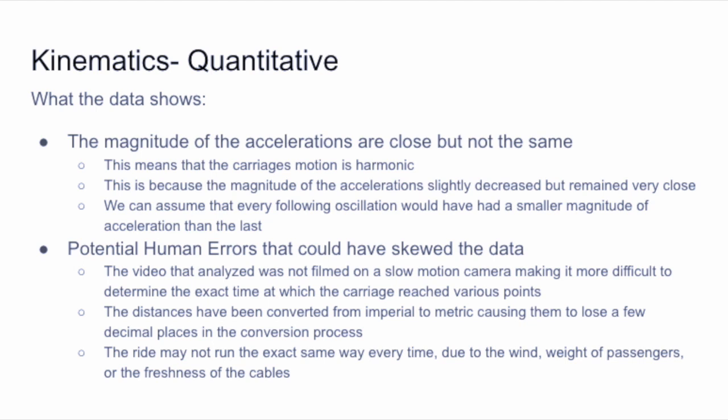The ride may not run the exact same way every time due to wind, weight of passengers, or freshness of the cables. That could end up skewing the data.